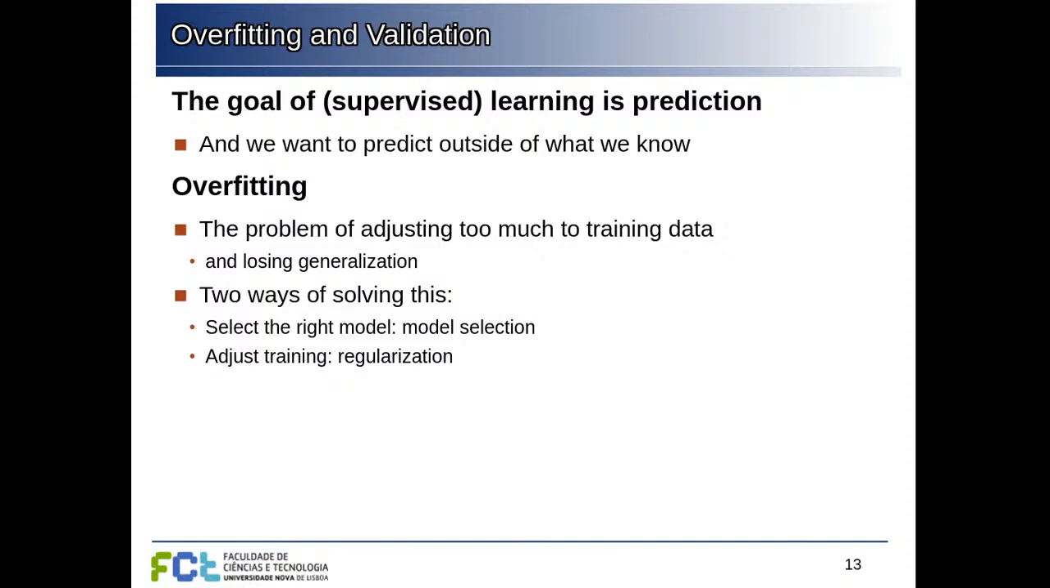So this is one way of solving this problem, creating a network with the appropriate architecture and the number of layers and neurons for the particular problem you're trying to solve. Another way of doing this is to adjust how the network is trained. And this is called regularization. We are not changing the model. We are just adjusting the way we are fitting the parameters in order to minimize overfitting. So we're going to look at this approach in a bit more detail.